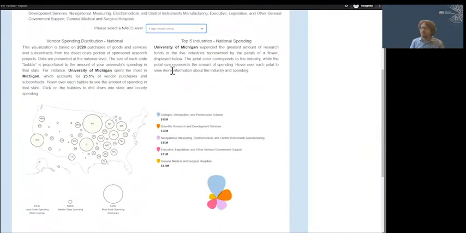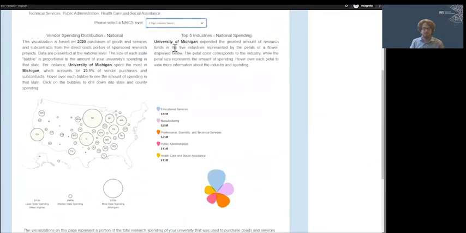selectable for additional granularity. The map shows the distribution of spending geographically by state, with each state's bubble sized based on the amount of spending in that state. Hovering over each bubble, you can see the spending amount for each state. The flower chart shows the top 5 industries by spending. The petals are sized by the amount of spending, and much like the map, you can hover over them to see the exact amount. By default, these figures are national. We can also get to more granular information geographically, though.